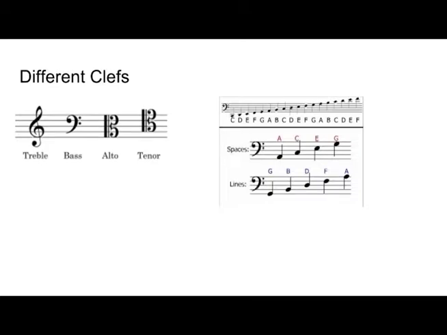Now some of you may be asking, why do we have so many clefs and not just a universal one? The answer is that each instrument in the music world has a range of notes that they can play, meaning that an instrument based around lower notes would be more suited for bass clef, while one with a higher range of pitch would be more suited for treble clef.